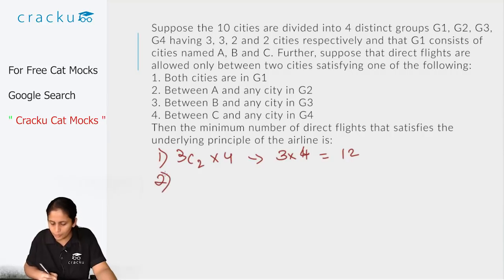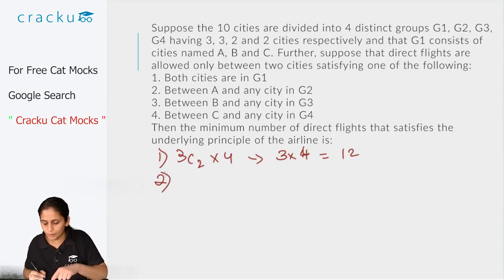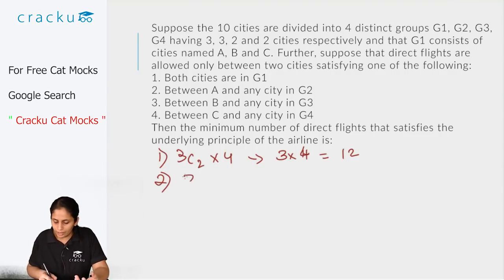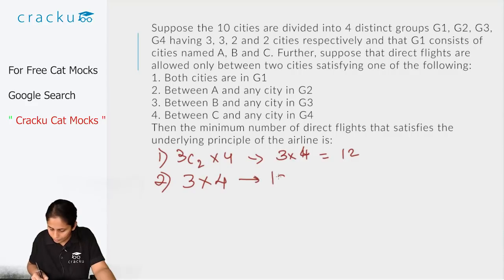Now between A and any city in G2. There are 3 cities in G2. So between A and any city in G2 there will be 3 connections essentially. So for each of these 3 connections we need 4 flights. So this is equal to 12 flights.